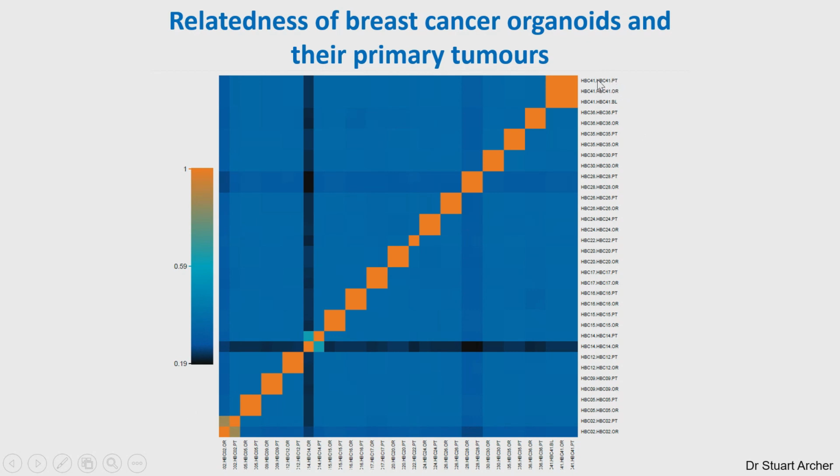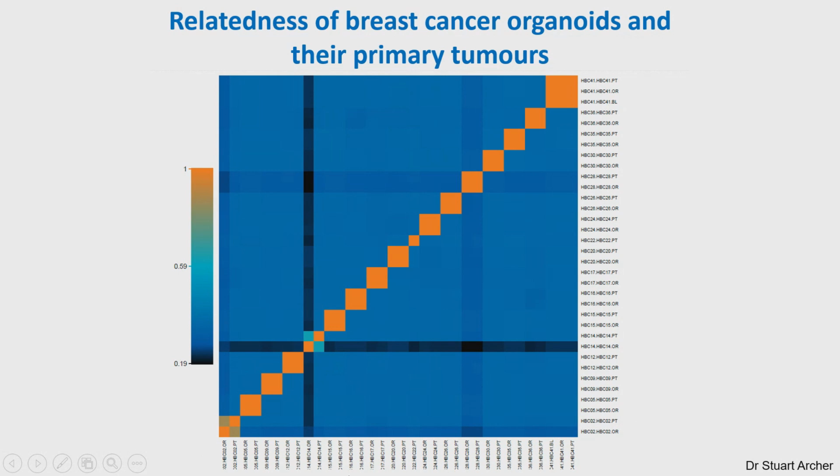So for example, here we've got HBC41, so patient 41. This is the PT, the primary tumor, and the one below is organoid. And we've done that for all the different patients on this y-axis, and it's the same for the x-axis.